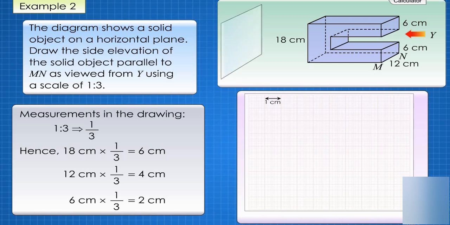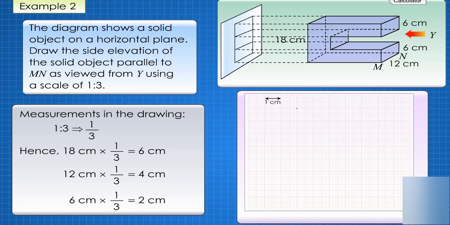Next, we draw the side elevation of the object as viewed from Y. Finally, complete the drawing with the given labels and the calculated measurements.